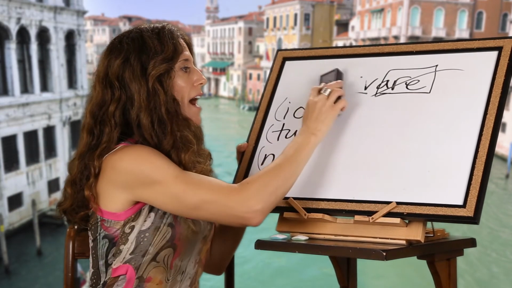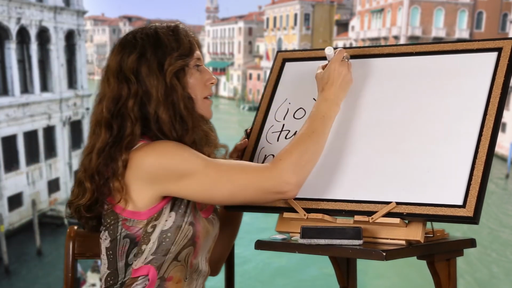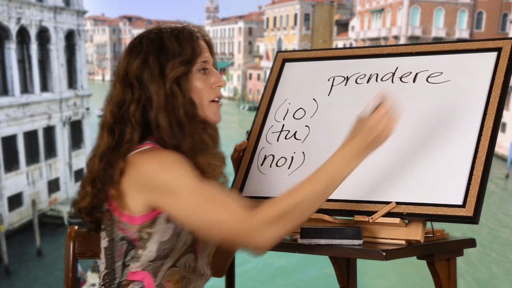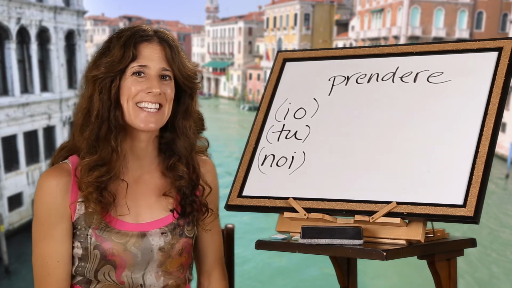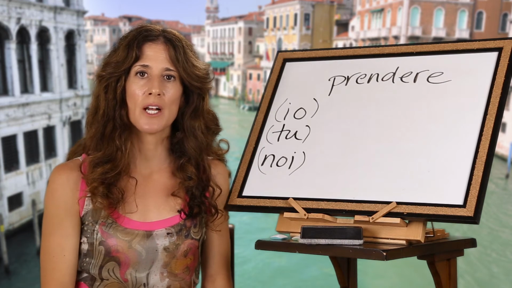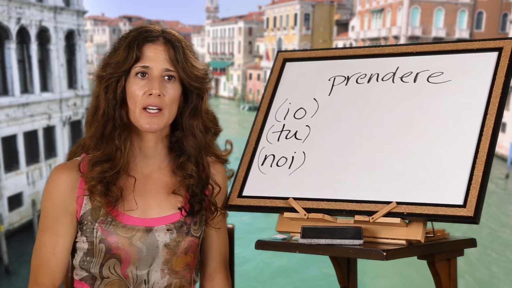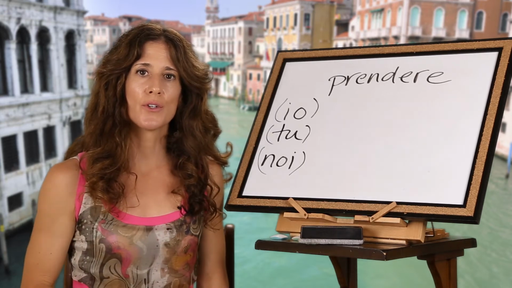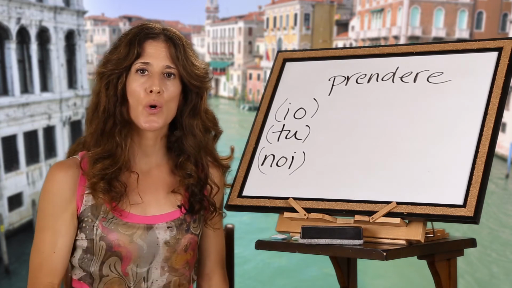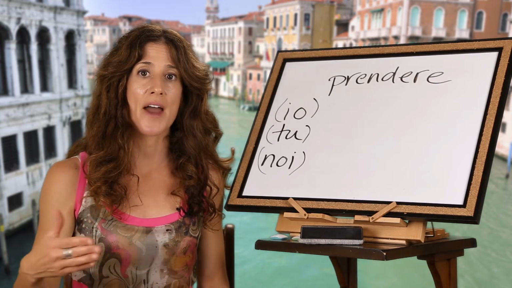And now we're going to look at a verb that ends in ere. The verb prendere. Prendere is the verb to take. But you can also use it in a restaurant or a cafe or anytime you're ordering food. So if you wanna order a pizza, you don't have to say, I will order. You can just say, I'll take. Prendo una pizza. Okay? So it does the exact same thing that the verb in the are ending does.